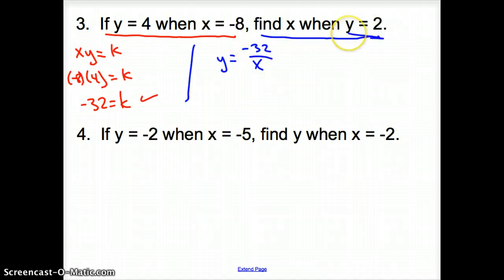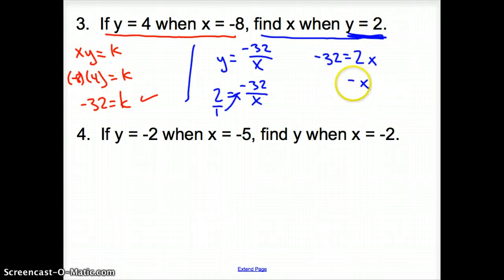Here we are given y equals 2. Y equals 2 will go in for our y, so 2 goes in for a y. So it's going to be 2 equals a negative 32 over x. What do we have to do here? We have to put the 2 over 1 and cross multiply. 1 times negative 32, and that's going to equal 2 times x, which is 2x. How do we get the 2 away from the x? We divide, so x equals negative 16 for our final answer. X equals negative 16.